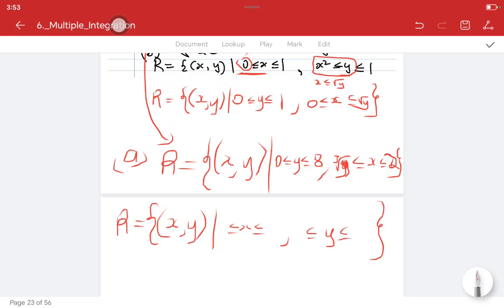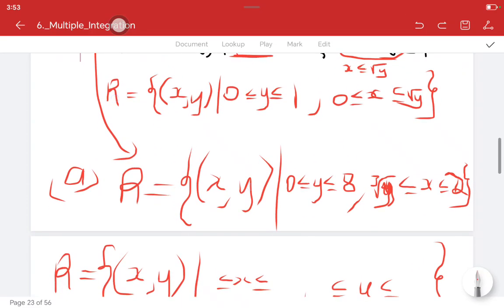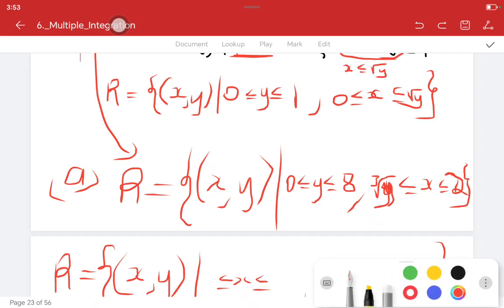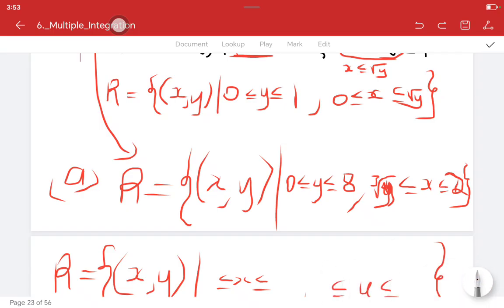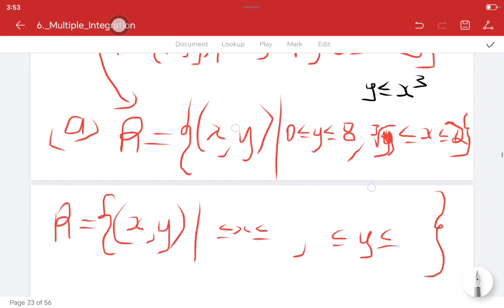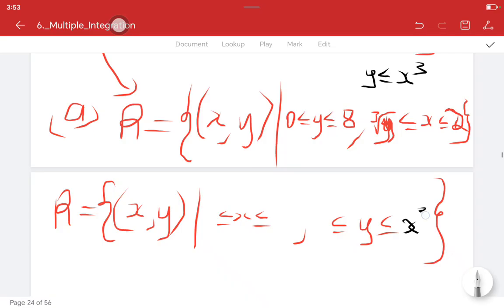And then first we must check: are we going to inherit this or this? We're going to check that. So we see here that if I make y the subject of the formula, I'm going to have this less or equal to x cubed. So it means that this will be x cubed.